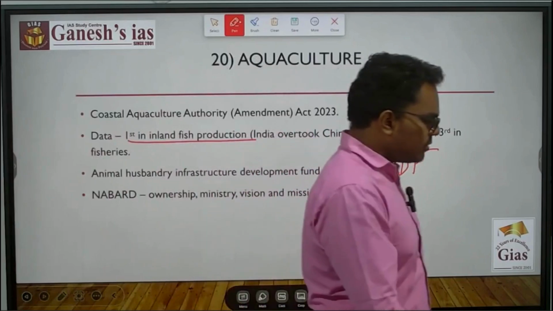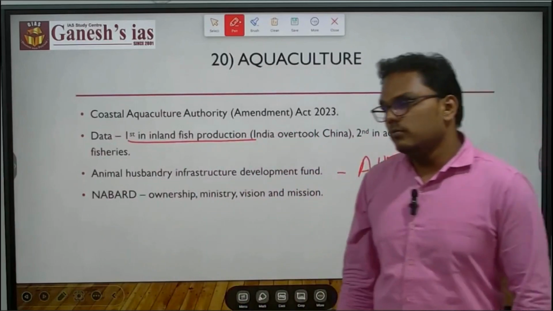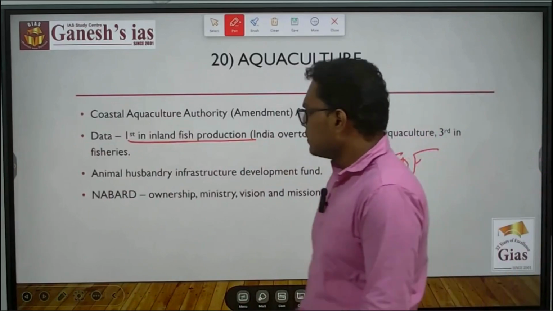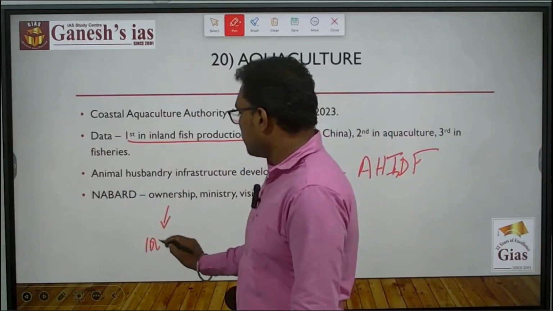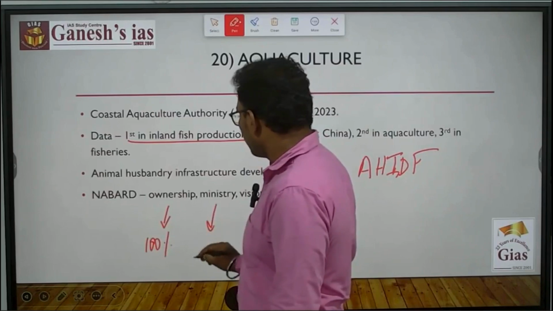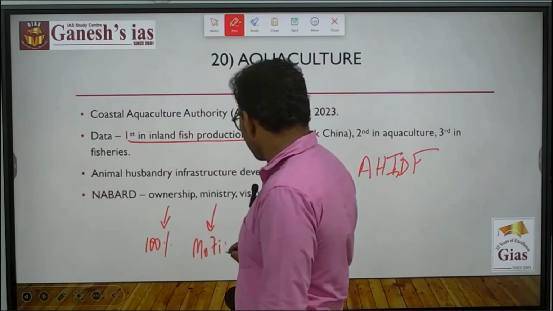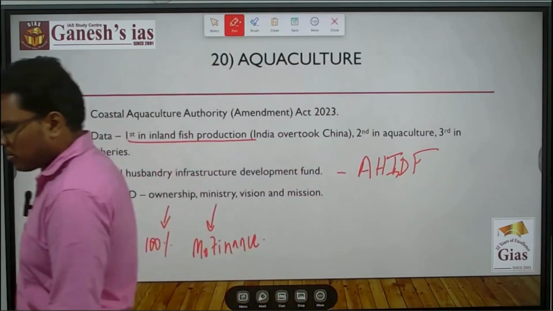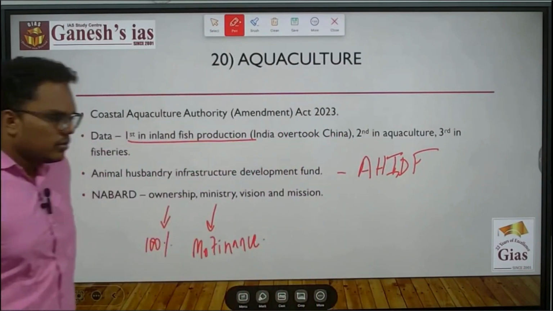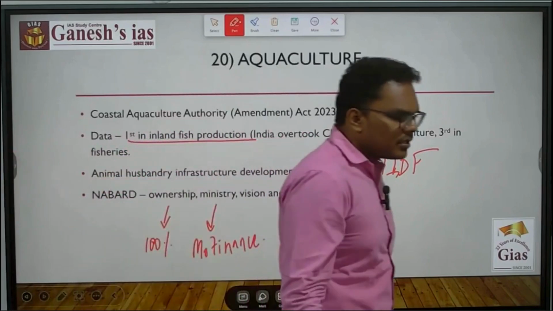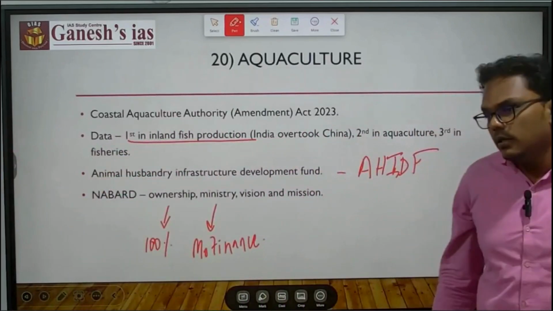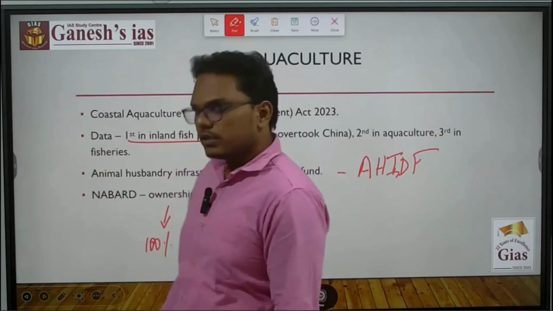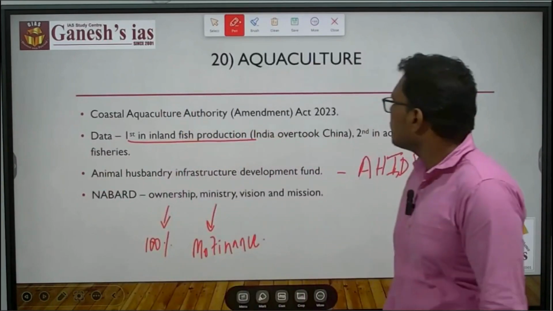And then since this is something related to agriculture and aquaculture, you need to know about NABARD. NABARD's ownership, I think it's 100% owned by Government of India. It comes under Ministry of Finance. And then the vision and mission will be there on the website. So make sure that you're reading through that vision and mission on the website, because UPSC has this habit of giving statements which are directly available on the website. So you need to focus on that.